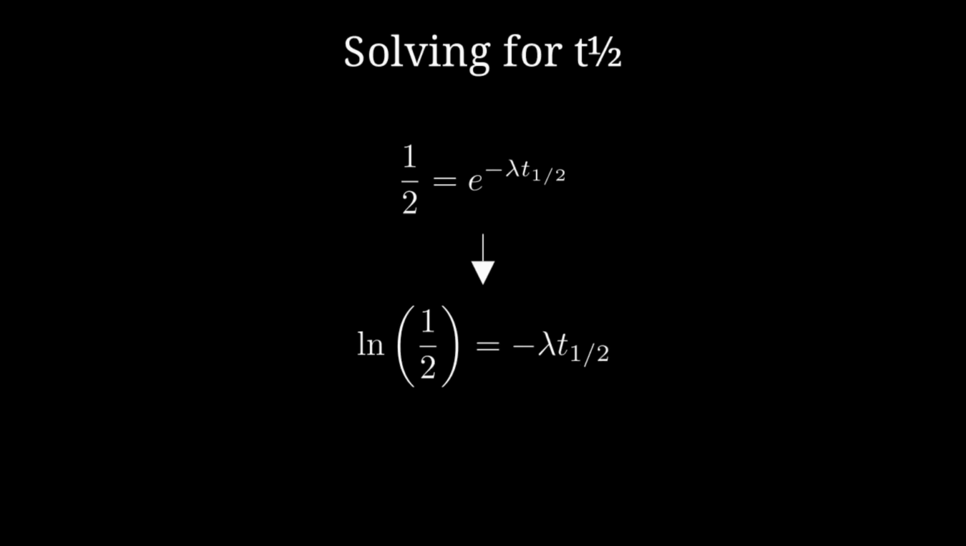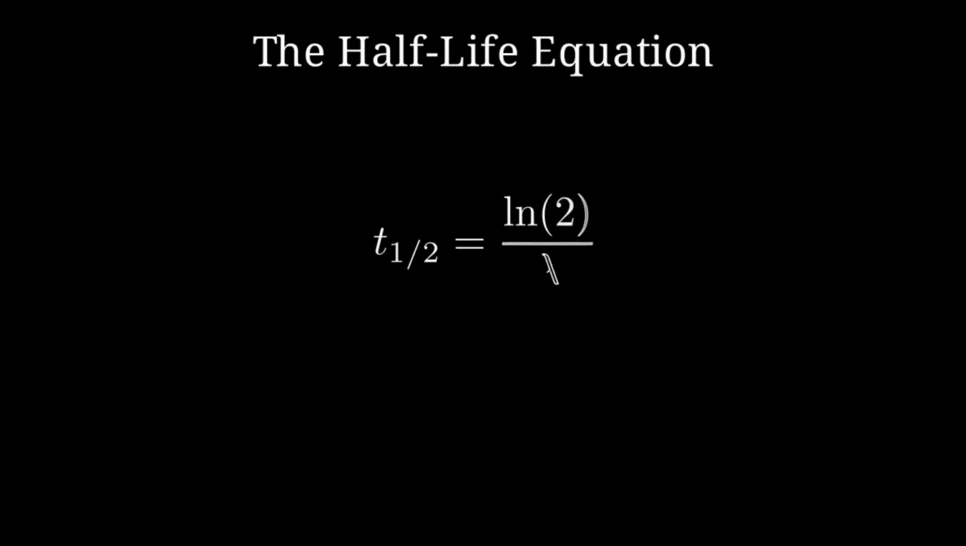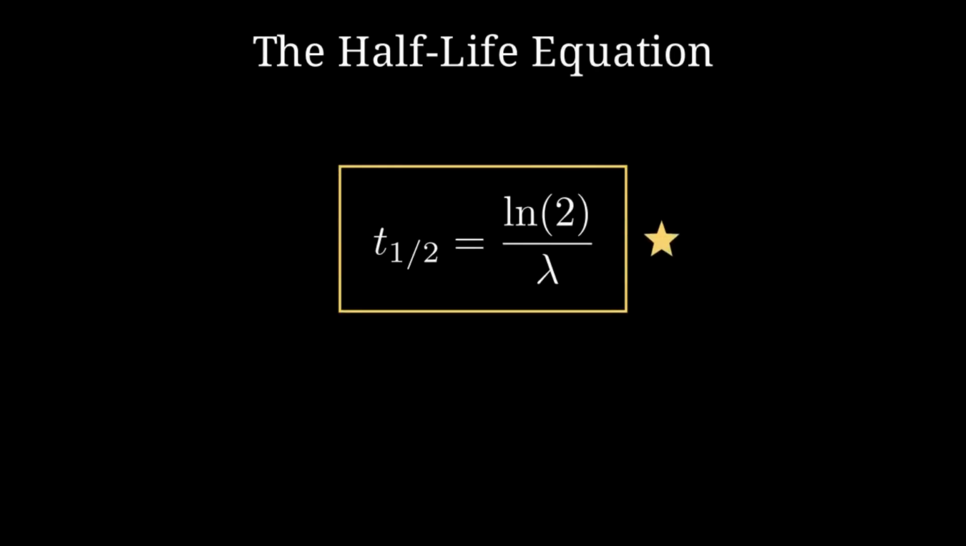Since the natural log of 1/2 is the negative of the natural log of 2, the negative signs on both sides of our equation will cancel out. This gives us the final elegant relationship. The half-life is equal to the natural log of 2 divided by the decay constant. This allows scientists to calculate how long a substance remains hazardous or to date ancient materials.